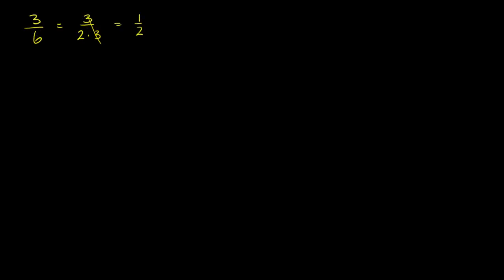Or, just to hit the point home, if we had 8 over 24. Once again, we know that this is the same thing as 8 over 3 times 8, or the same thing as 1 over 3 times 8 over 8. The 8's cancel out, and we get this in lowest terms as 1/3.